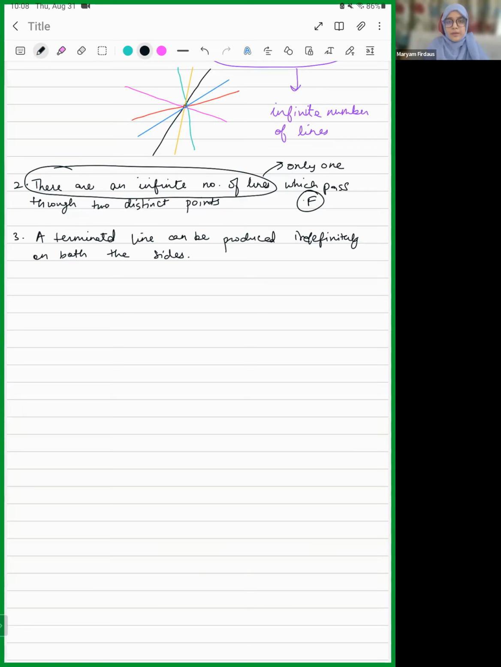False. Okay, then what will be the true version of this? How will we correct this? A line segment can be produced indefinitely on both the sides. See, Avni, according to Euclid, he used the word terminated line. The same thing, we call it a line segment. According to him, that is a terminated line. Same thing, just different words. Terminated line means line segment only.